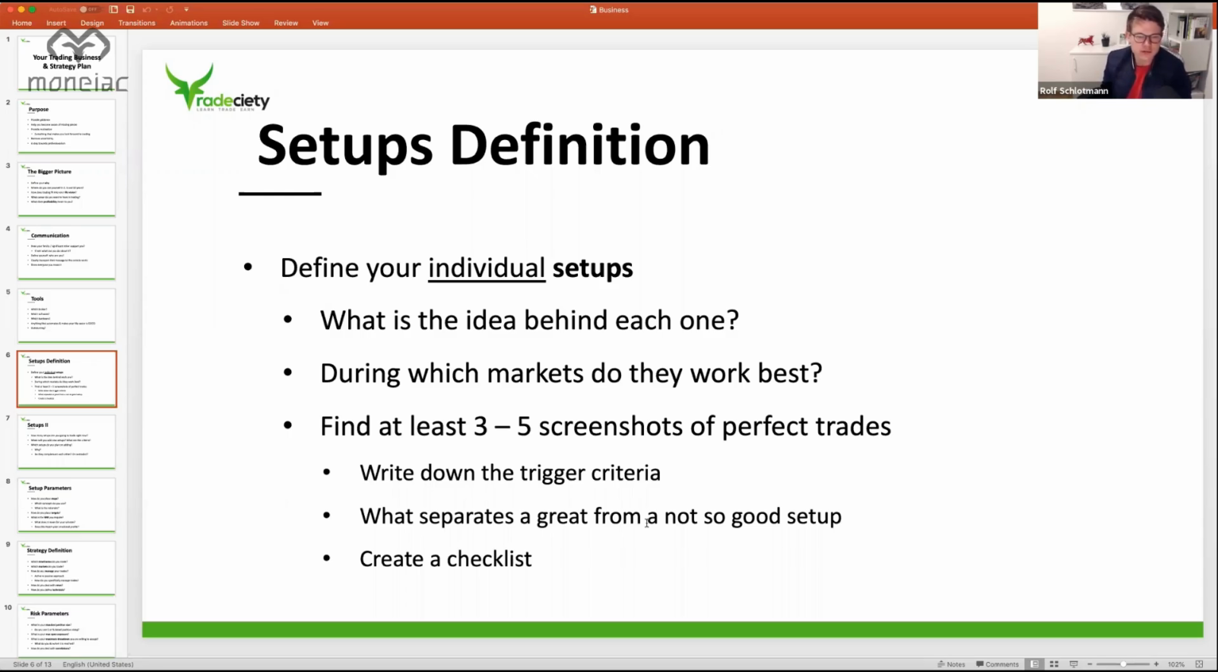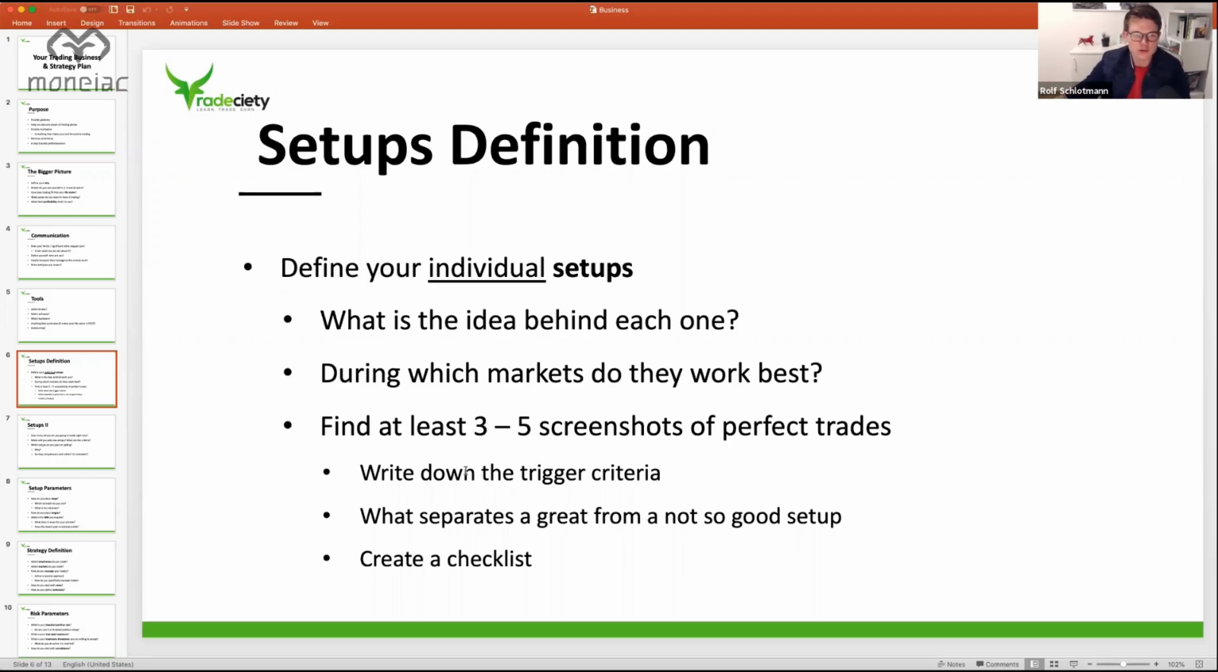And if you have 3 to 5 screenshots of really good trades, they really fit all the criteria, or they really look good on paper regarding the setup, you can just write down the things that they have in common. And it really forces you to finally think about what the setup is.